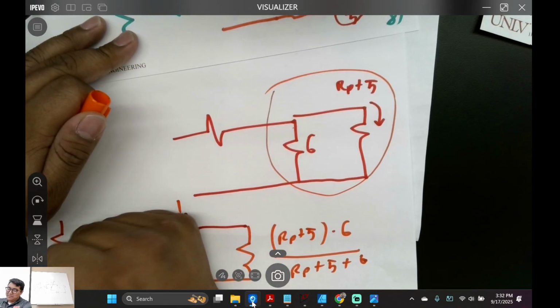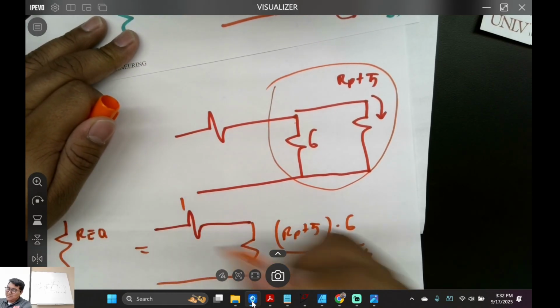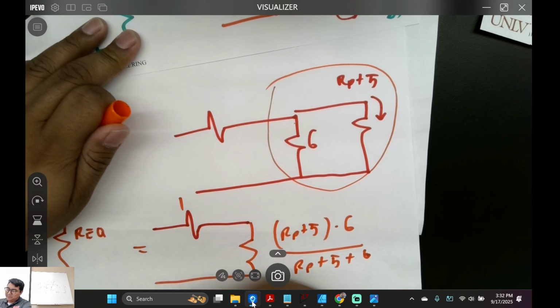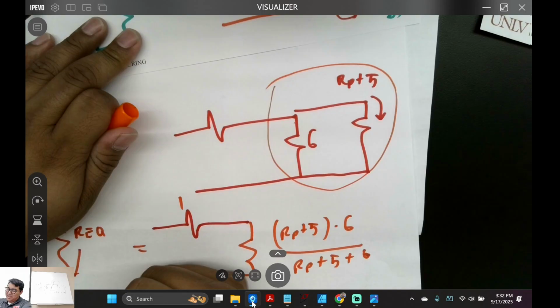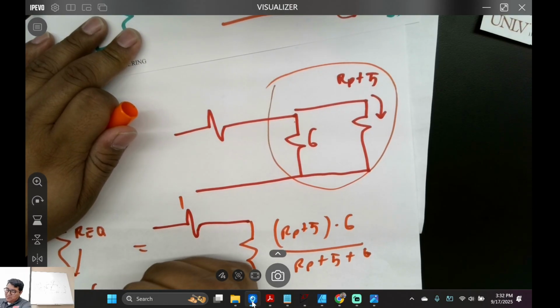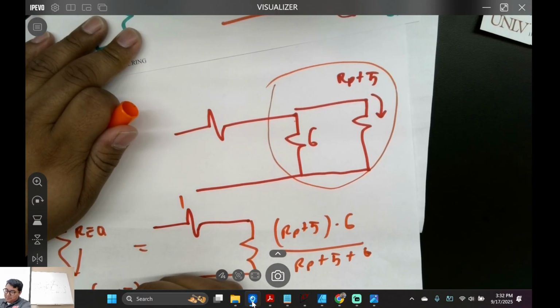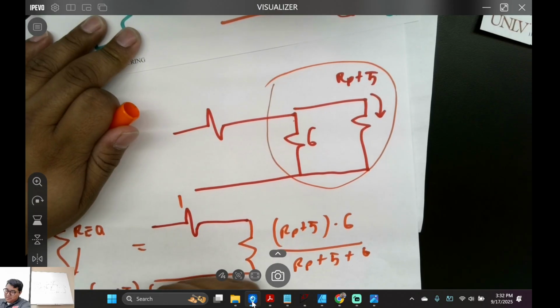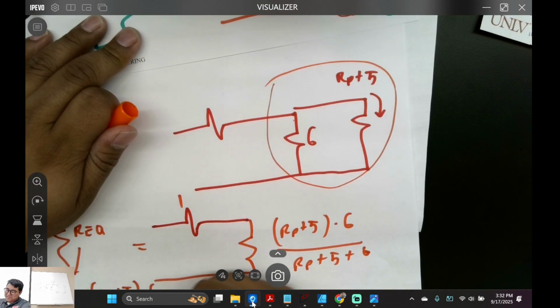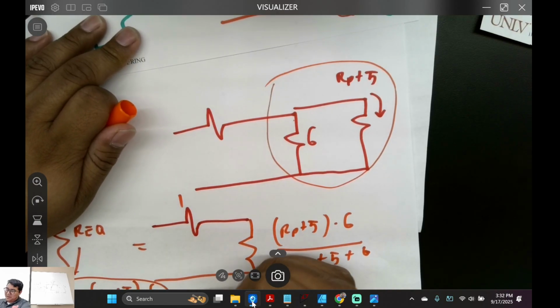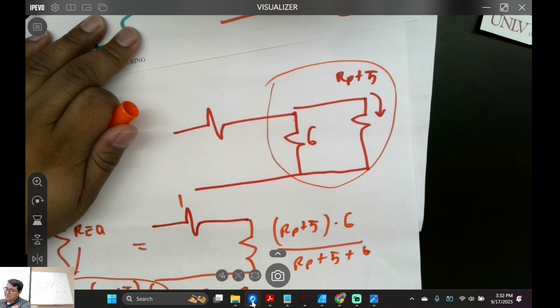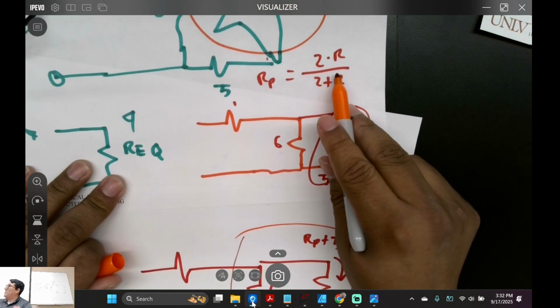Then all you got to do is just plus this 1. So that means our REQ is going to equal 1 plus RP plus 5 times 6 over RP plus, let's add these two, 11. And then REQ, we want it to be 4, right? Solve for RP, and then once you solve for RP, solve for R.